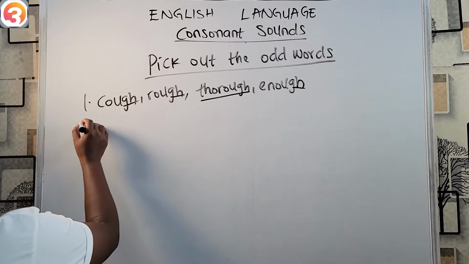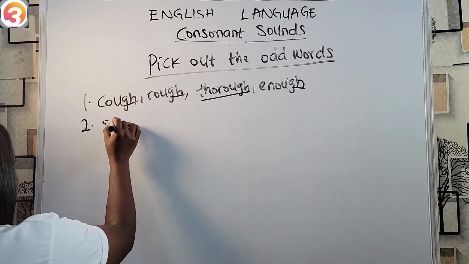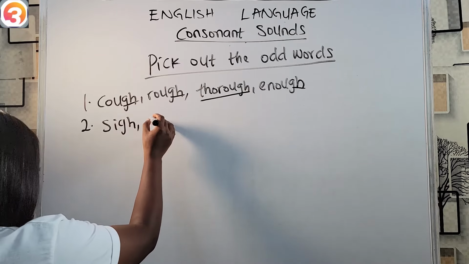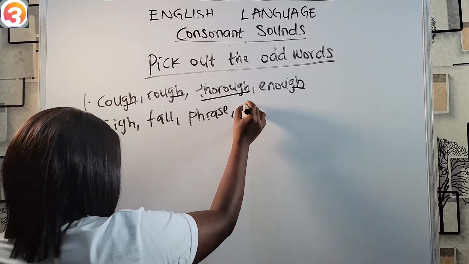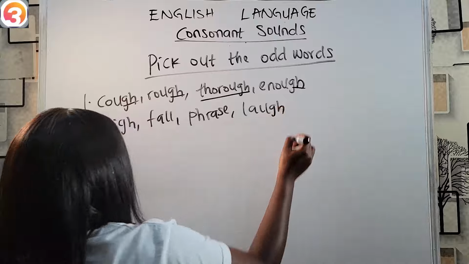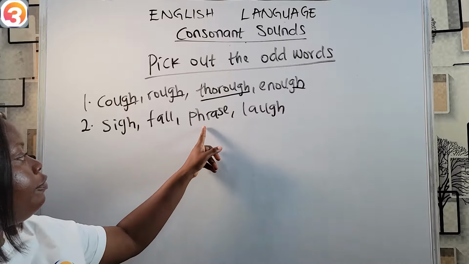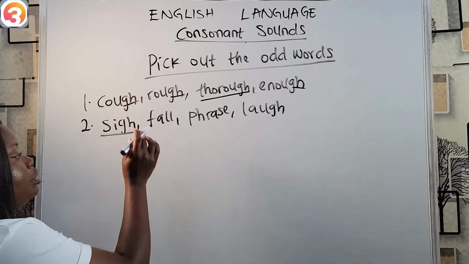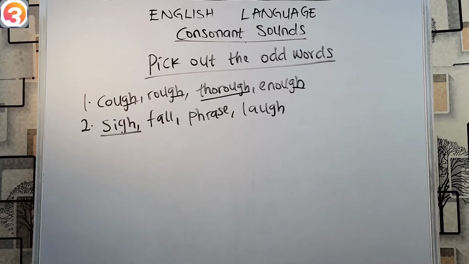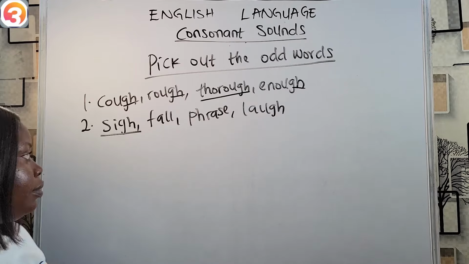We can also have this. Here we pronounce, see which one is odd. Sigh, fall, phrase, laugh. Obviously this. The GH there is silent. It doesn't contain the sound that is in fall, phrase, and laugh.